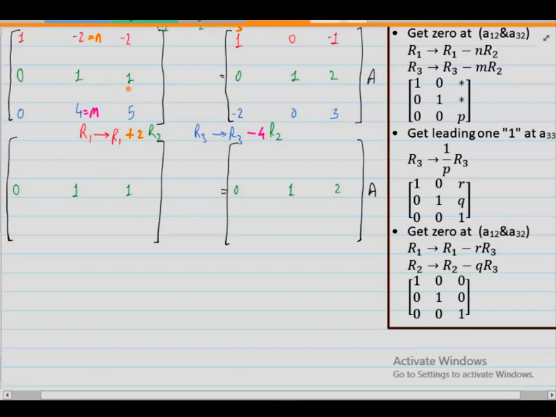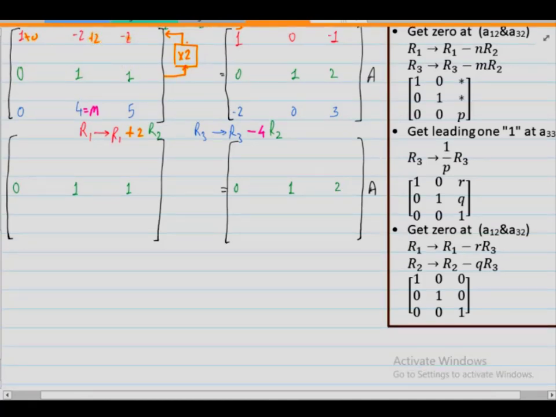Now our first row is transformed by R1 plus 2 R2. That means we have to multiply the second row by 2 and then add it to the first row, so we'll get 0 2s are 0, 1 2s are 2 plus 2. Same thing on the right side will give us 0, 2 and 4, which will give us 1 0 0, 1 2 3.